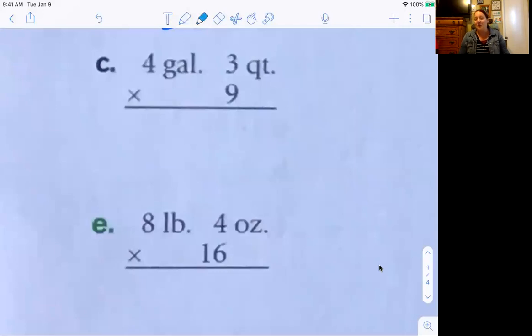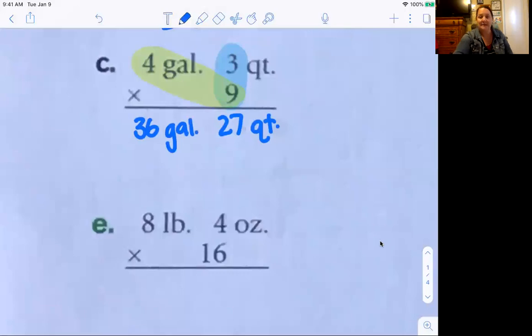I have 3 quarts, 4 gallons, 3 quarts times 9. The first thing we want to do is the 3 times 9. What is 3 times 9? 27. So I have 27 quarts. Okay. Now I have 9 times 4 gallons. What's 9 times 4? 36. So I have 36 gallons.